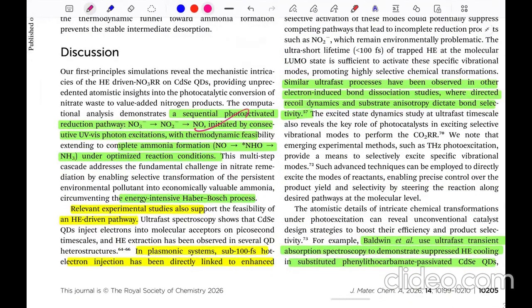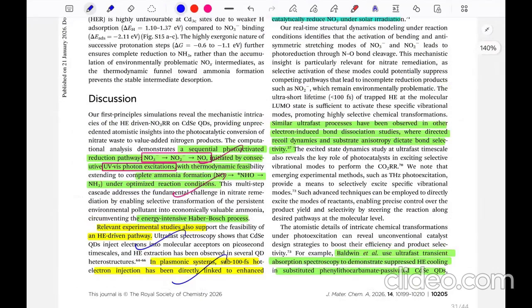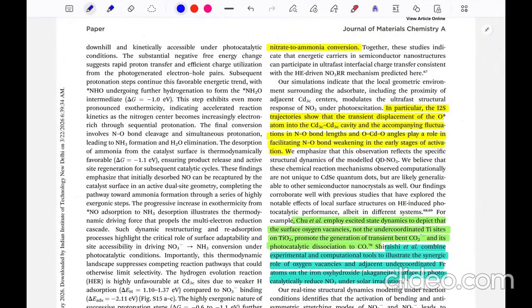A sequential photoactivated reaction pathway, NO3 to NO2 to NO, that I have just discussed, initiated by consecutive UV visible photon excitation with thermodynamic feasibility, and this is the ammonia formation part that I have discussed earlier. These are previous results that are supporting. Relevant experimental study also supports the feasibility of a hot electron driven pathway. This is in a plasmonic system, how hot electron injection is linked to enhanced photocatalytic activity like nitrate to ammonia conversion.